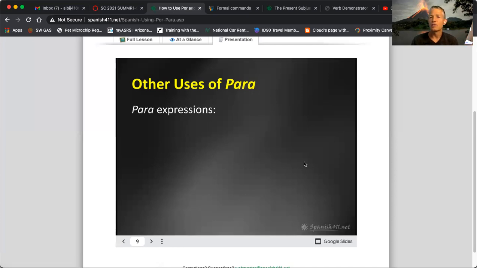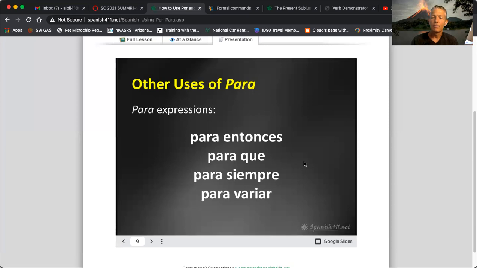And here are some expressions that you see with para. These are just idiomatic expressions, things that people say. Para entonces, for that time or for then. Para qué, so that. Para siempre, forever. Para variar, for variety.